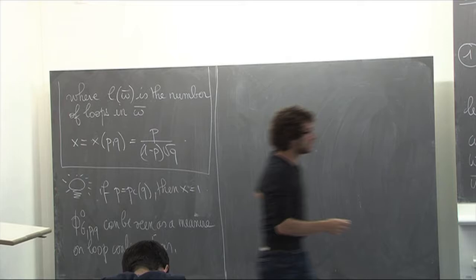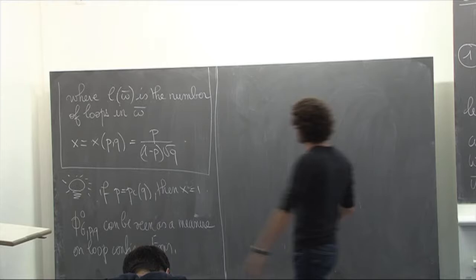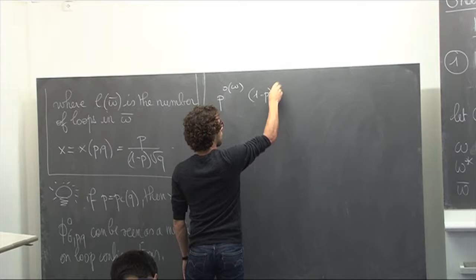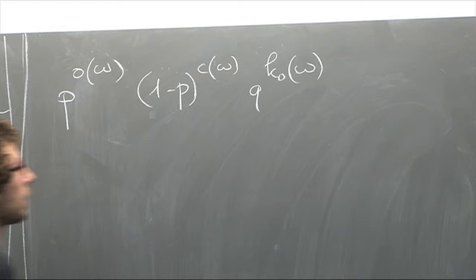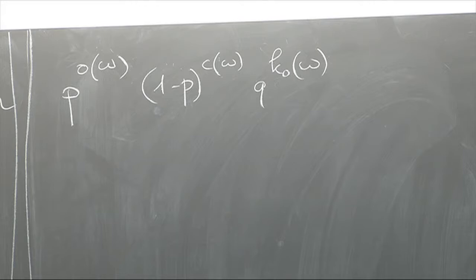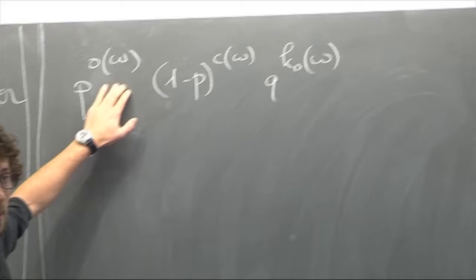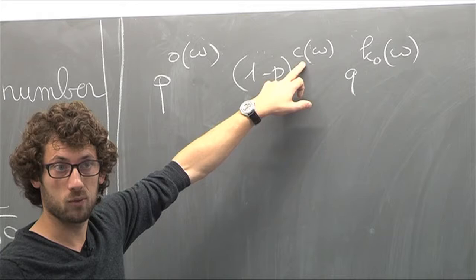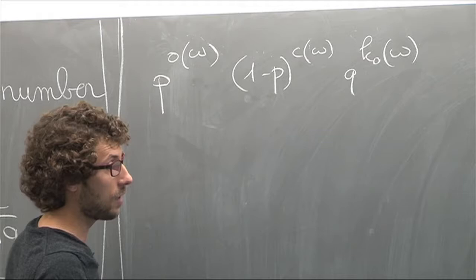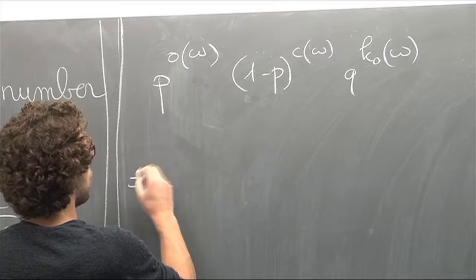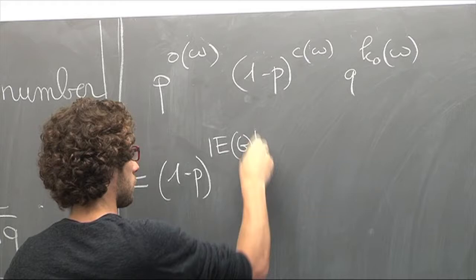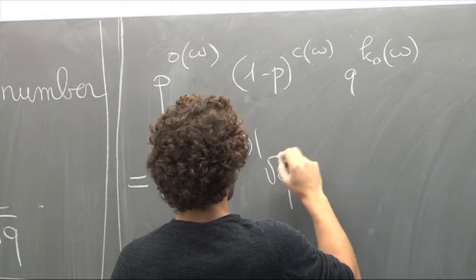So we are only interested, up to a normalizing constant, so let's just look at p to the number of open edges, 1 minus p to the number of closed edges, q to the number of clusters. And let's try to express this in terms of x and square root of q and the number of open edges, number of loops. So let's try to make x appear. For that, we just write that 1 minus p to the number of closed edges is 1 minus p to the number of edges minus the number of open edges. And we also divide by square root of q to the number of open edges and multiply by this. So this is equal to 1 minus p to the number of edges in G times square root q to the number, so far let's keep it like that.